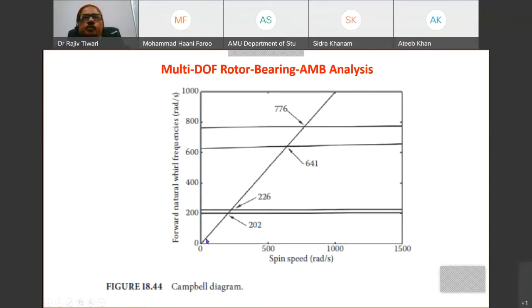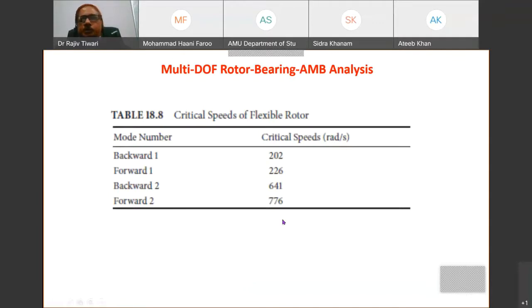Wherever this line is intersecting the natural frequency line, there is the critical speed. So here the upper one is the forward critical speed and this is the backward critical speed. Here also forward critical speed, backward. This is a pair of natural frequencies where intersections are taking place. Using the Campbell diagram, we can obtain the critical speeds of the system, forward and backward. They have been tabulated here.